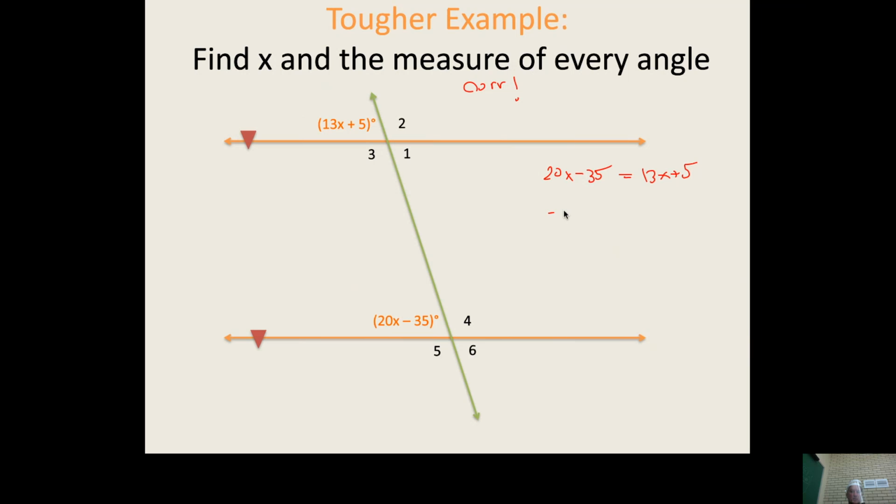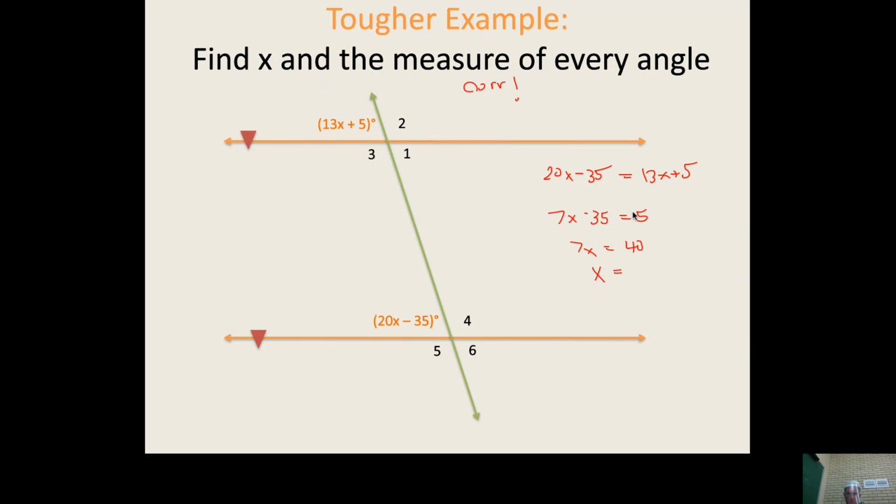We'll subtract 13x from both sides. We'll add 35 to both sides. And we'll divide by 7. That's going to be a decimal answer. What is 40 divided by 7? Yeah, this doesn't look so good.